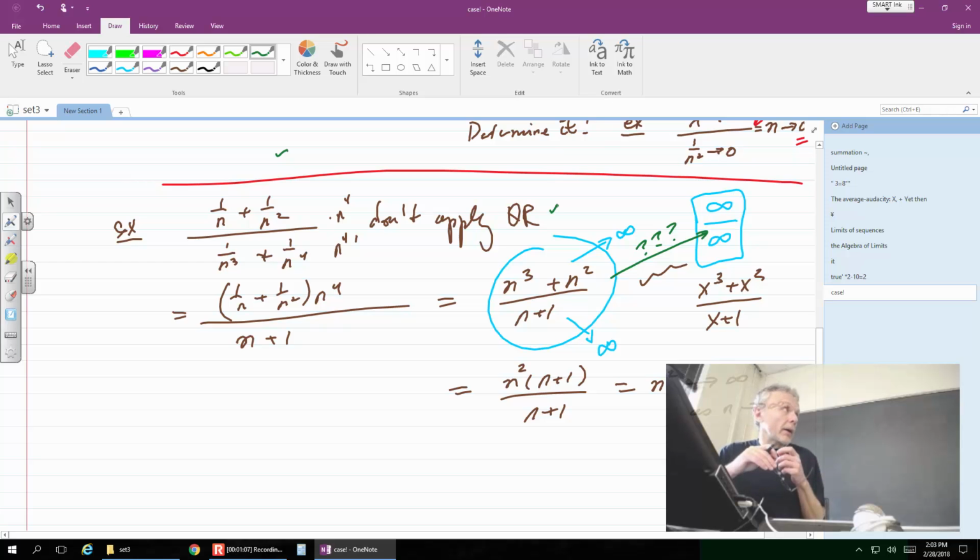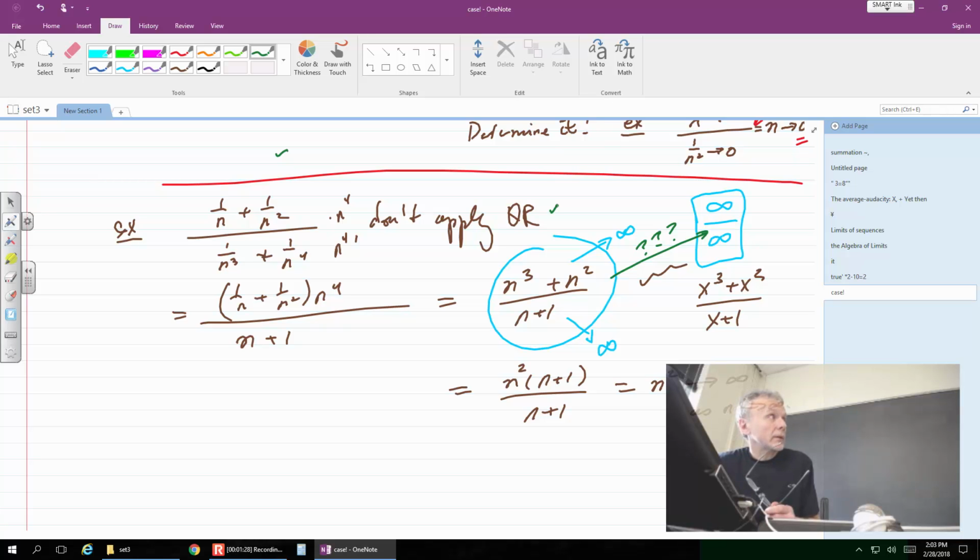Do not try to apply the quotient rule if the limit of the denominator or numerator is infinity, because that means that the sequence is divergent, and there is no quotient rule for divergent sequences. So, at least so far, that is why we had to do some extra algebra for the second time in order to find the answer.